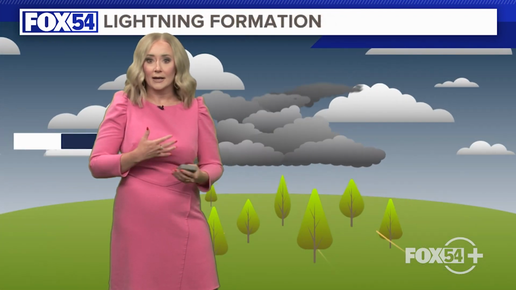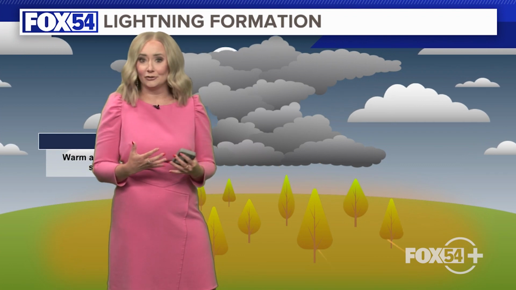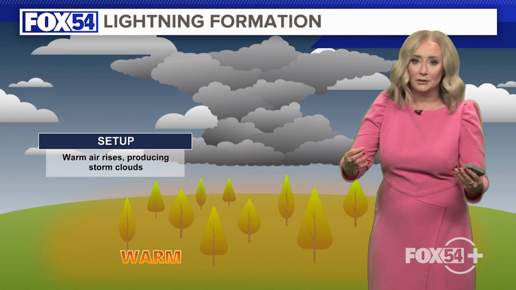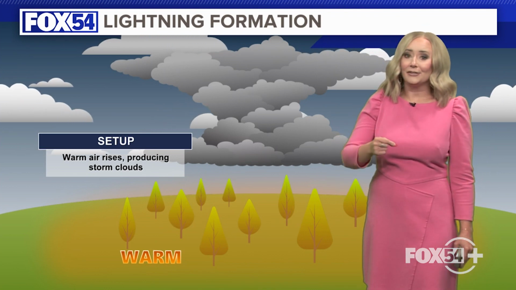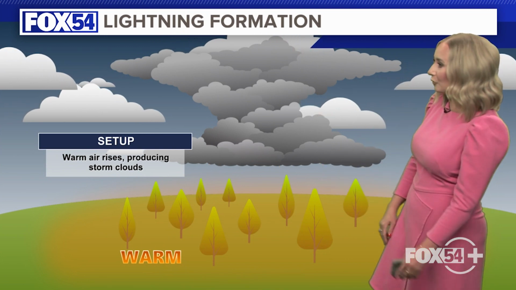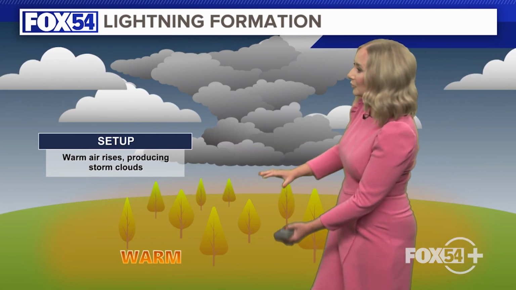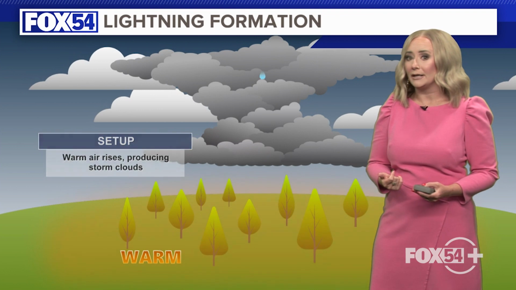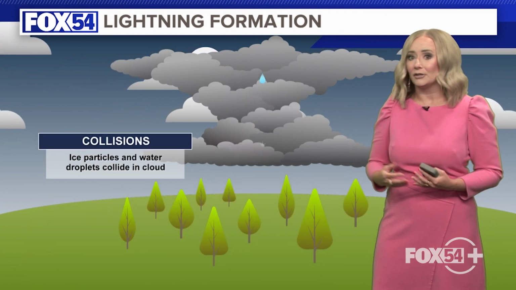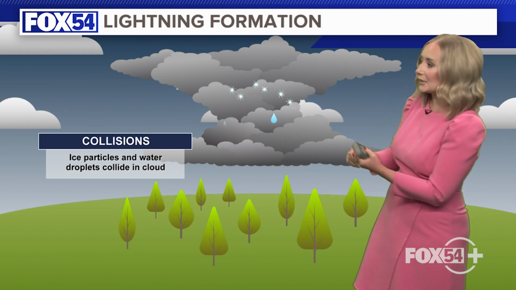So we have that rain, that thunder, that lightning that starts to form as well. So like we always say, when thunder roars, go indoors, because thunder is the sound of lightning cracking. So here is how lightning starts to form. We have the warm air that rises, which produces the storm clouds, like what we were talking about earlier. That's why we always talk about having frequent lightning in the summertime associated with some of these storms as well.